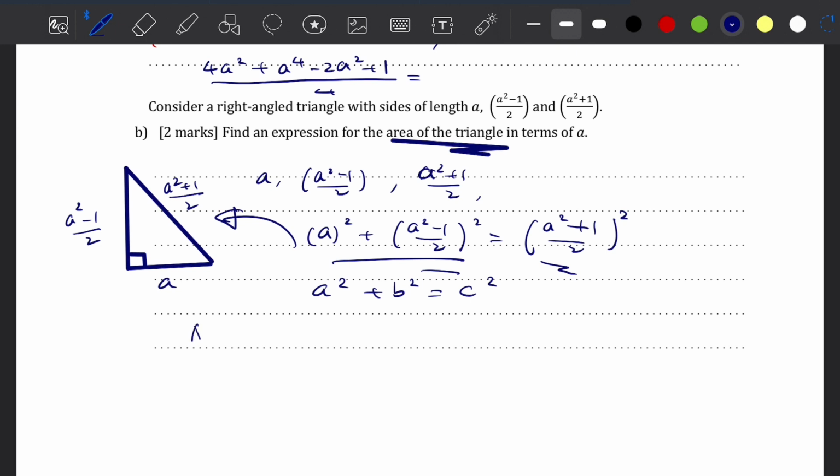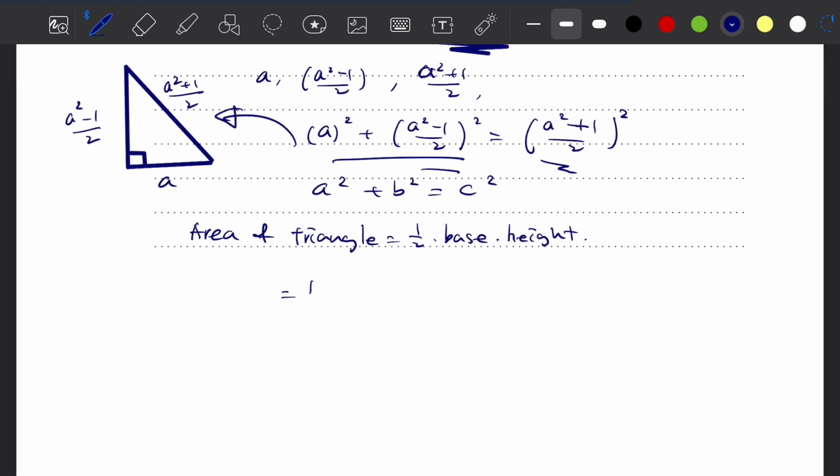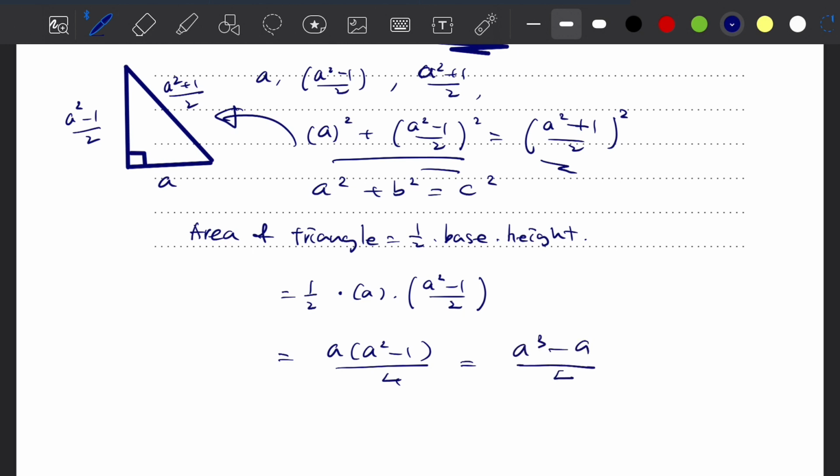Then we need to find the expression for the area of the triangle in terms of a. We know that the area of the right triangle is 1 over 2 times base times height. So we can say 1 over 2 times a times a squared minus 1 over 2. This is the same as a times a squared minus 1 over 4, which is the same as a cubed minus a over 4. You can stop at this point because this is the simplest form of the answer.